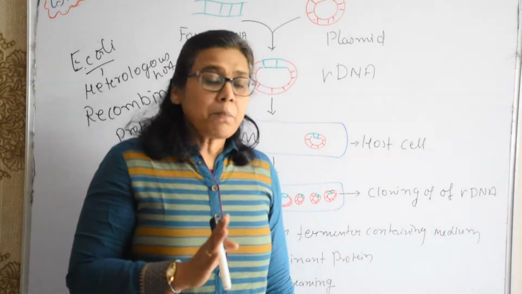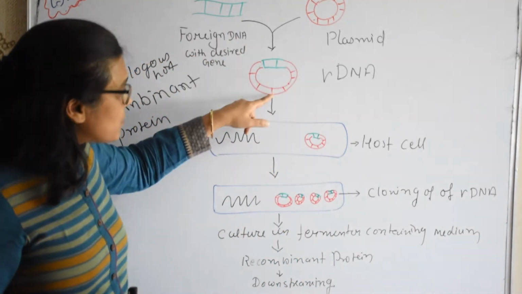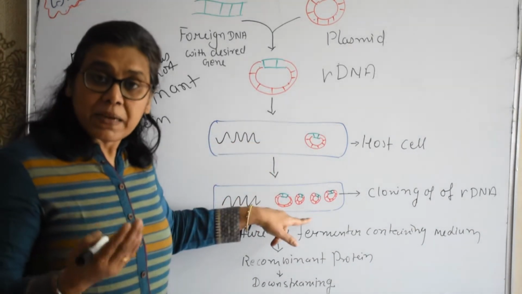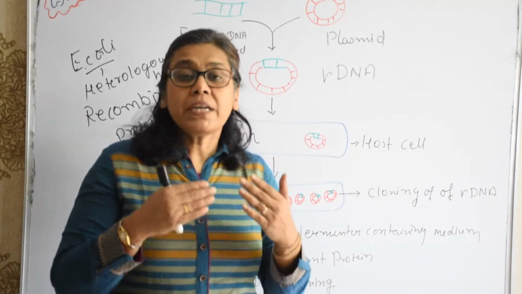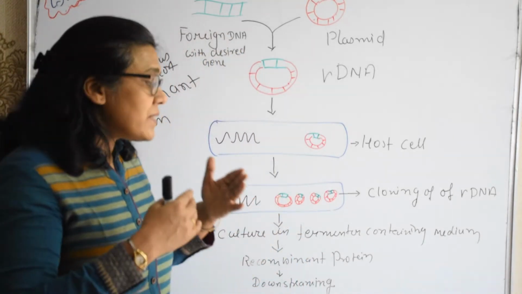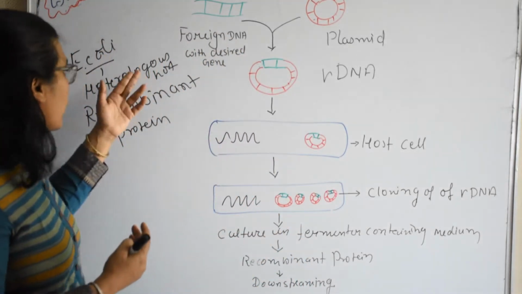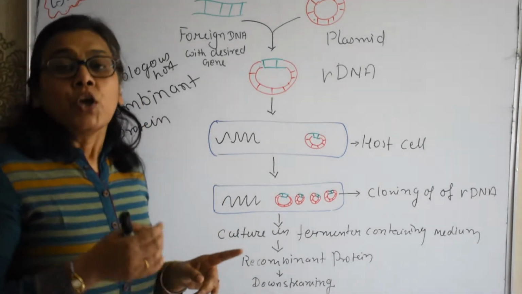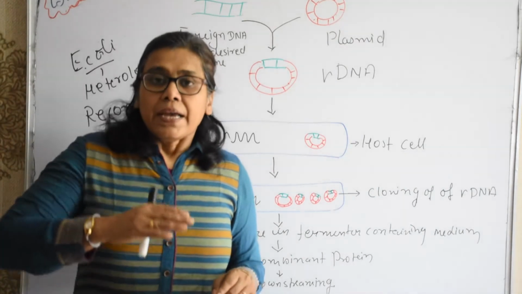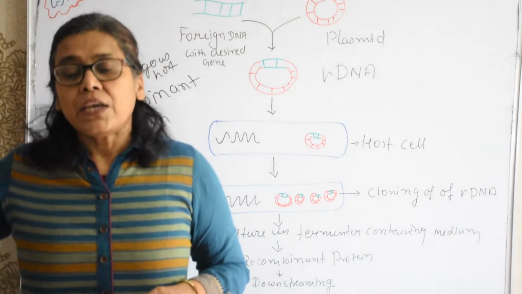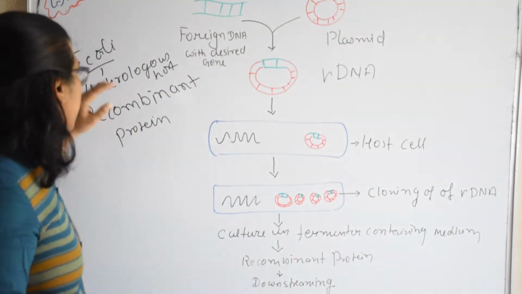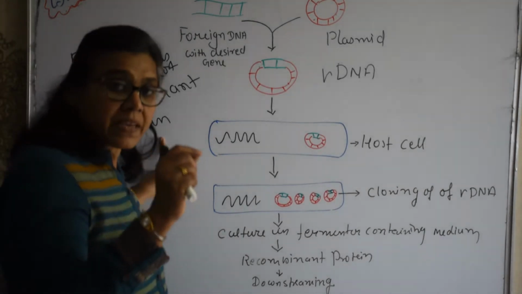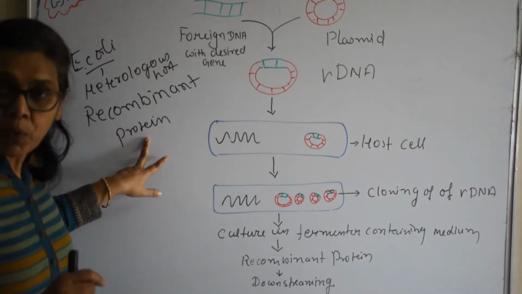So it is very important that the gene which has been introduced into the host cell should express itself. Any protein encoding gene, when it is expressed in a heterologous host, is called recombinant protein. For example, the human insulin gene gets expressed in E. coli. So E. coli here is the heterologous host, and the protein which is formed here is called recombinant protein.